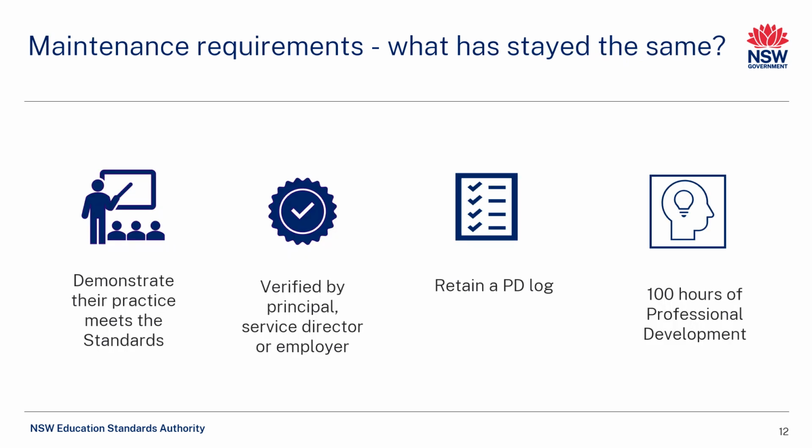To maintain HALT accreditation, teachers must demonstrate that their practice continues to meet the standards for the relevant accreditation level, have their principal, service director, or employer verify whether they have continued to maintain their practice at the relevant level of the HALT standards, complete a minimum of 100 hours of professional development, and retain a PD log for 12 months after the end of their maintenance period, and provide their log to NESA if requested in the event of an audit.